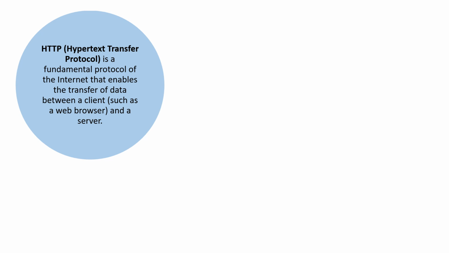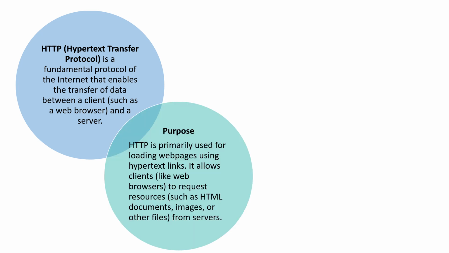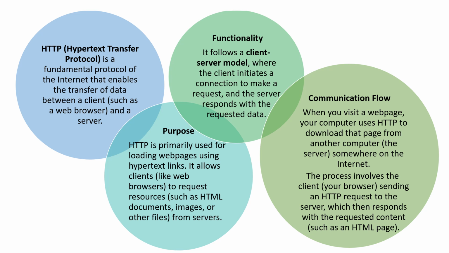Next important protocol is the HyperText Transfer Protocol. This is a fundamental protocol of the internet that enables the transfer of data between a client, we can say a web browser, and a server which has the web page. HTTP is primarily used for loading web pages using hypertext links. It also allows clients like web browsers to request resources, that is, the resources may be HTML documents, images and files from servers.